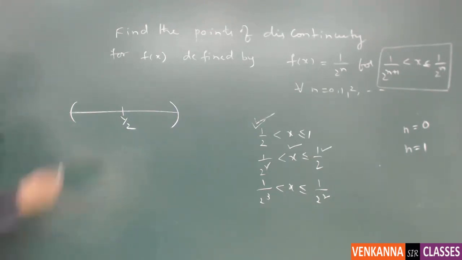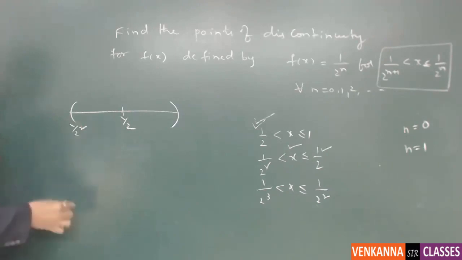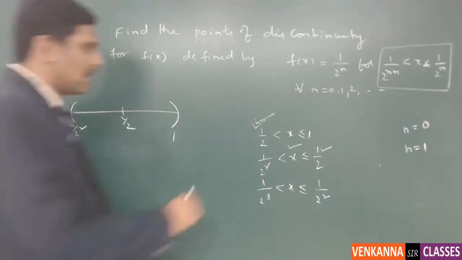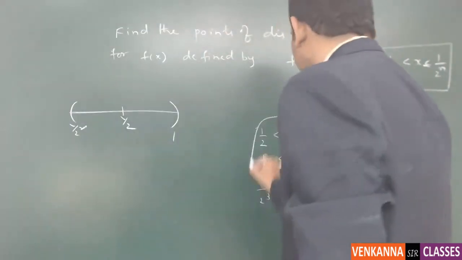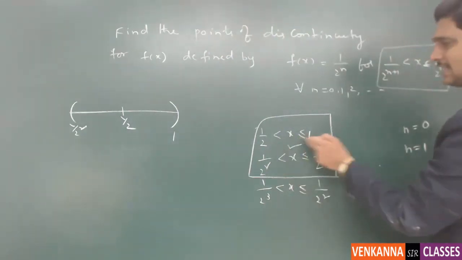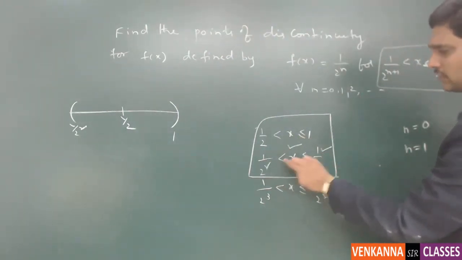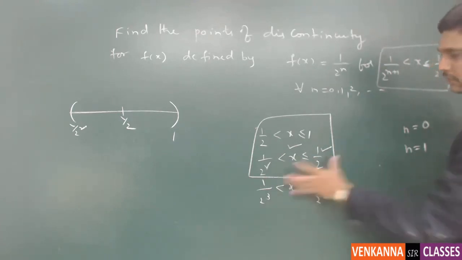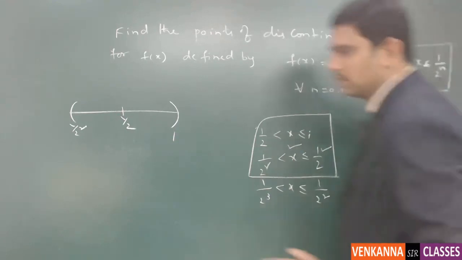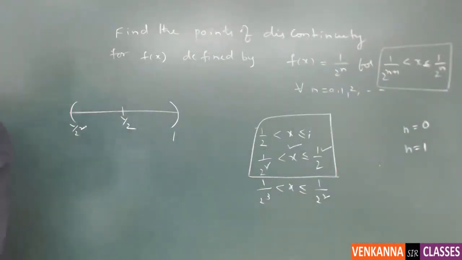So here it is going to be like this: 1 by 2 square and this is 1. How am I taking this type of bifurcation? Observing the first two inequalities: 1 by 2 less than x less than or equal to 1, and 1 by 2 square less than x less than or equal to 1 by 2. So this portion is giving the left neighborhood. This portion is giving the right neighborhood. Isn't it? Is that clear from the first two inequalities?